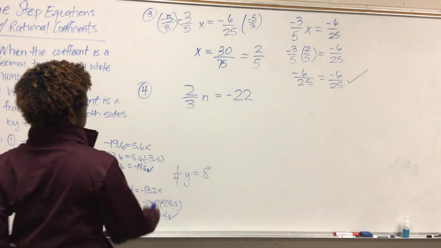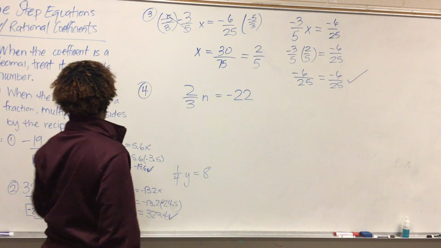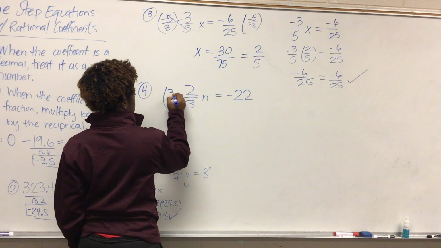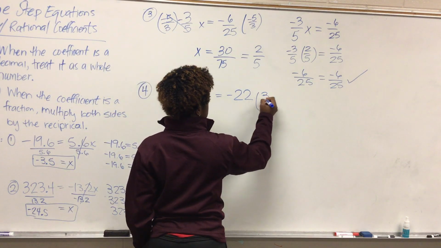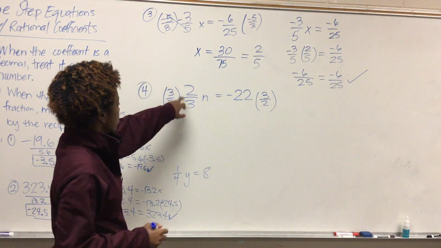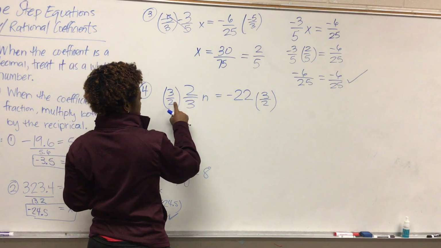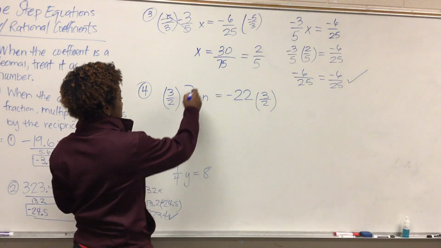Alright, so we're going to multiply both sides by the reciprocal of the coefficient. So if I have 2/3, I know the reciprocal is 3 over 2. I'm going to multiply that on both sides. Alright, so 3 over 2 times 2 over 3 equals 1. So that's 3 times 2 is 6. 2 times 3 is 6. 6 divided by 6 is 1. So we know this cancels out.